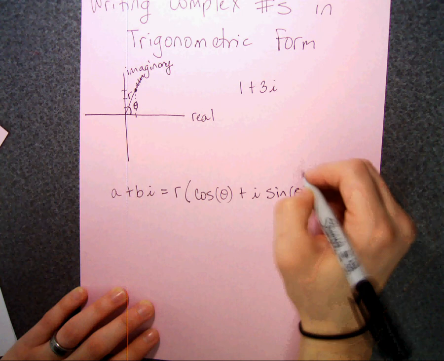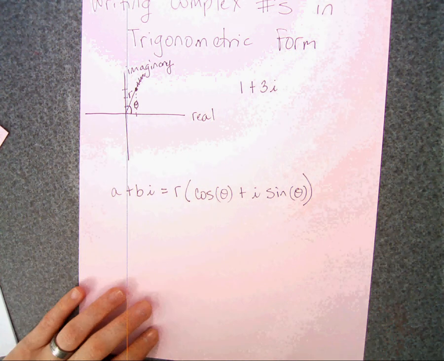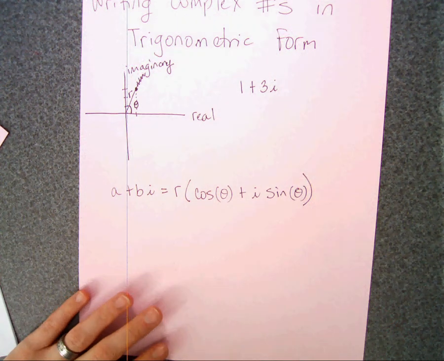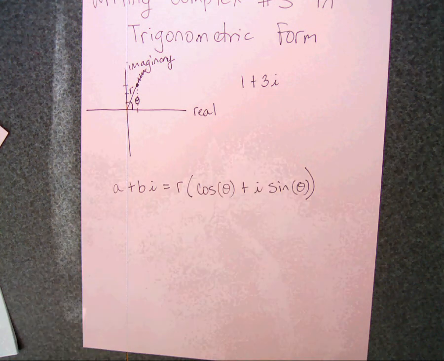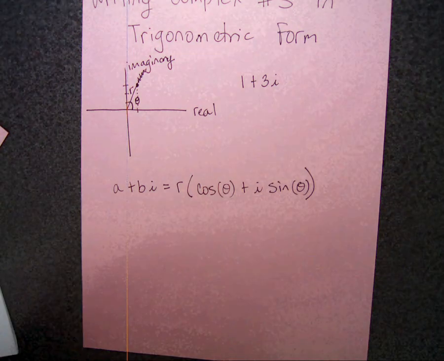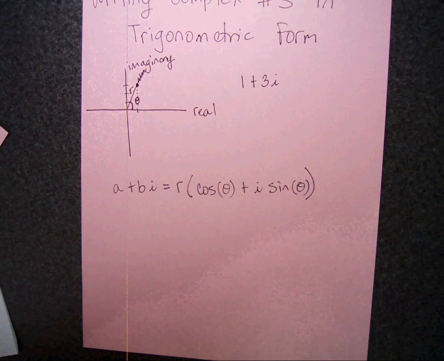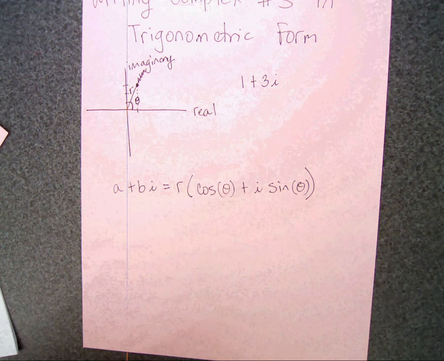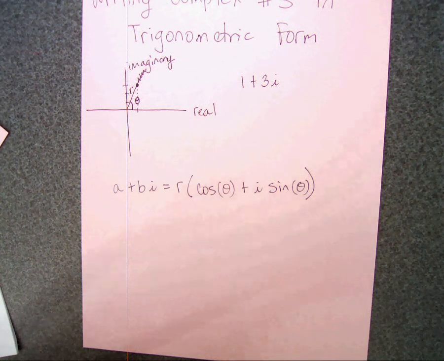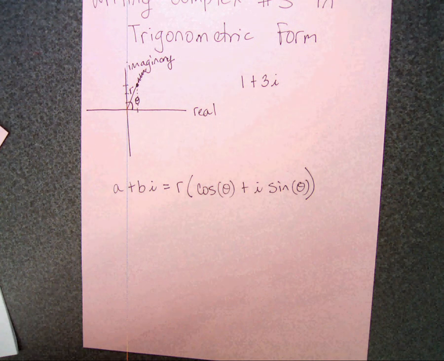Now r, this is the hypotenuse of that triangle. How can I find r? What is it, Anthony? A squared plus b squared, right? This is just the Pythagorean theorem. It's also the absolute value of a complex number.